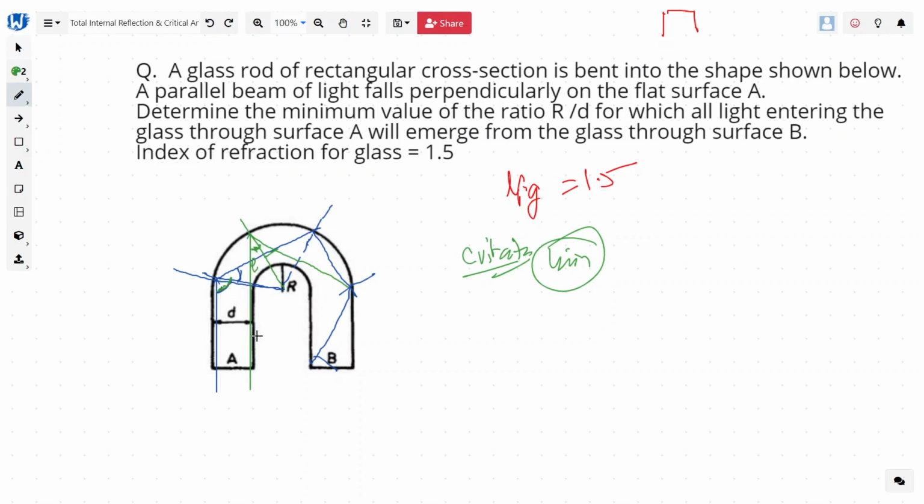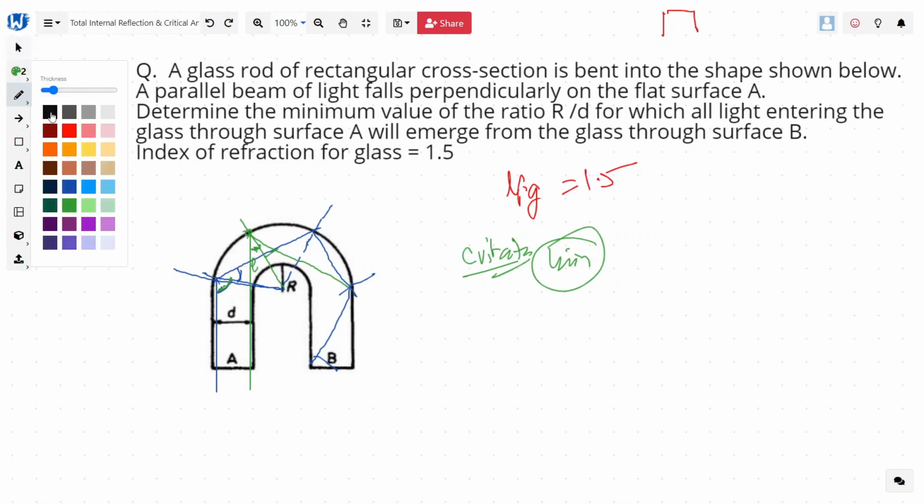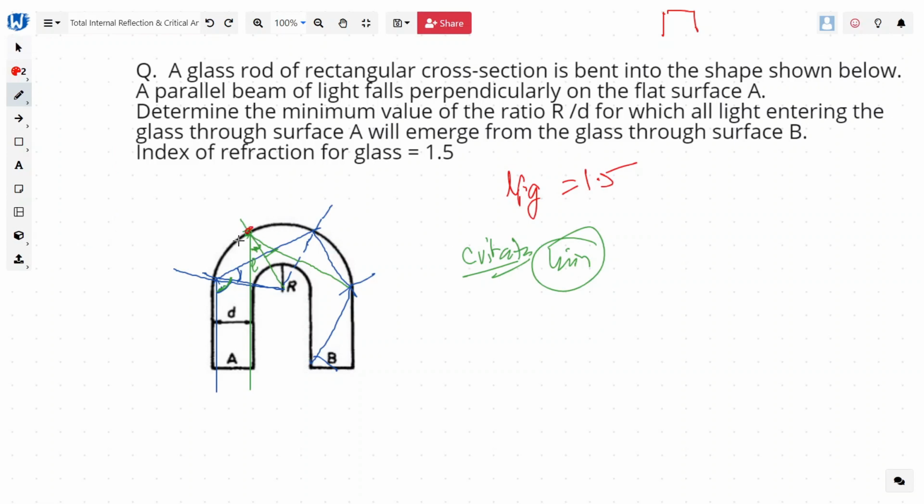So if we can prove that the ray which is just touching the glass on this side is also getting totally reflected, basically all the light rays in the pipe will get totally reflected and hence will come out on the B side, right? So this is our point where we want to write Snell's law. Okay, and so this is our normal. So this is 90 and this is our critical angle.